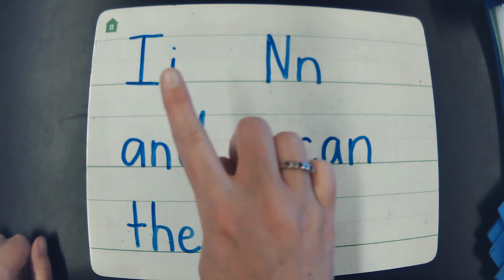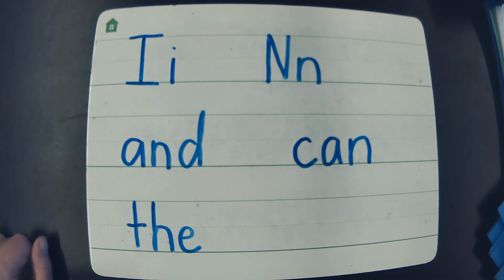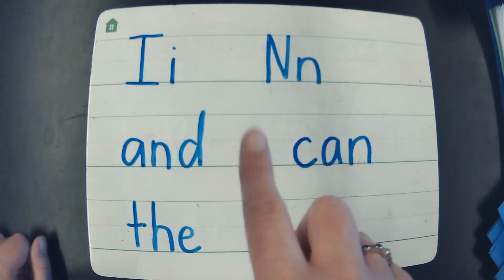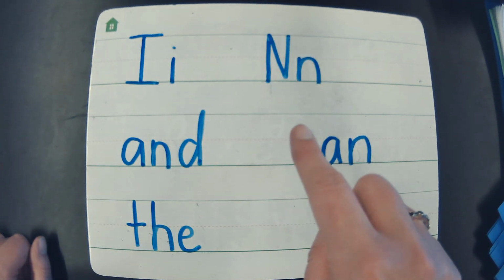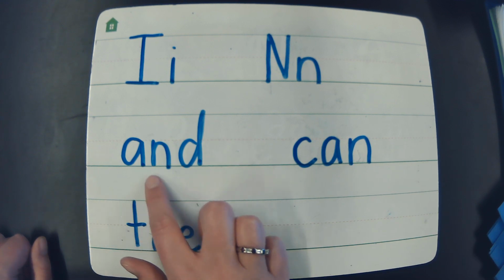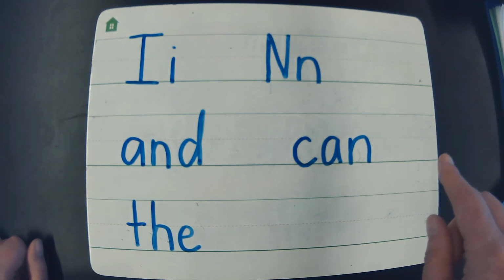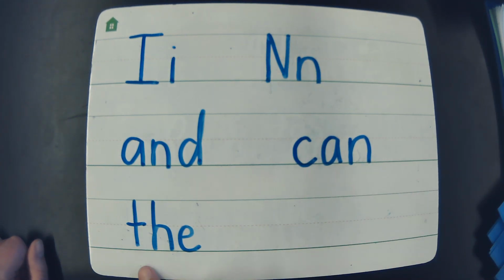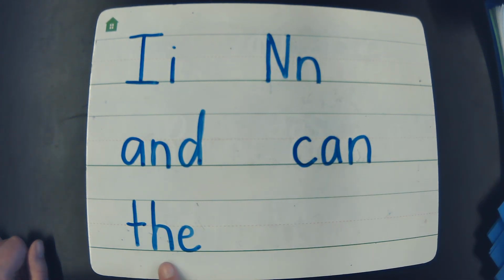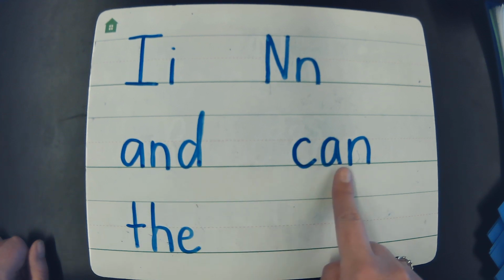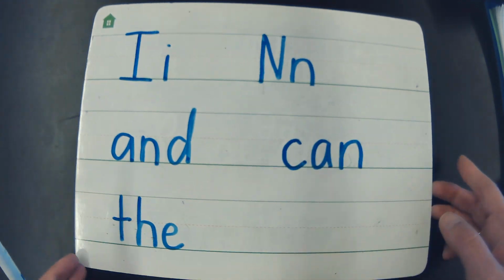All right, put your finger in the air, I want you to write these letters and say the sounds and the letter names with me. So I says /i/. N says /n/. A-N-D spells and. C-A-N spells can. T-H-E spells the. And, can, the. I says /i/. N says /n/.